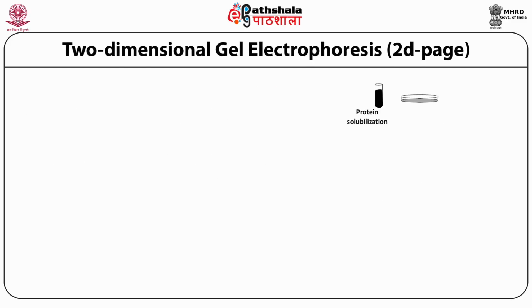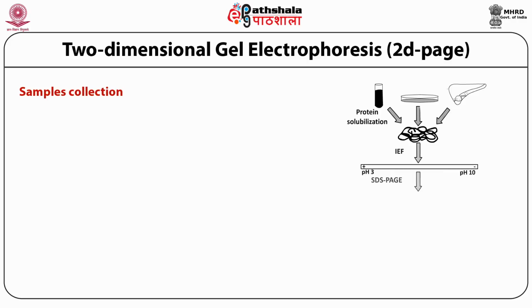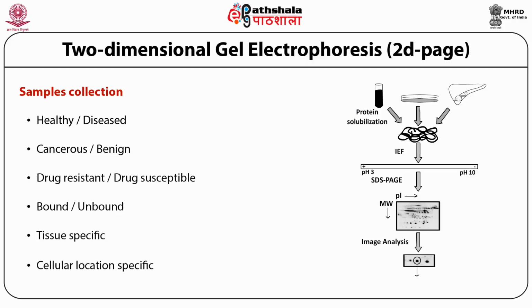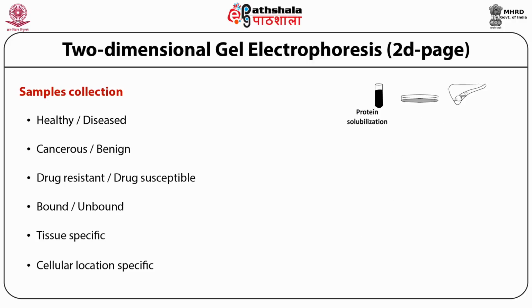You can compare different biological samples on two-dimensional gel electrophoresis. You can get a proteome map of a healthy person and a diseased person, or you can compare cancer tissue with a benign tissue or normal sample. You can even compare drug-resistant bacteria with drug-susceptible bacteria, and so on.